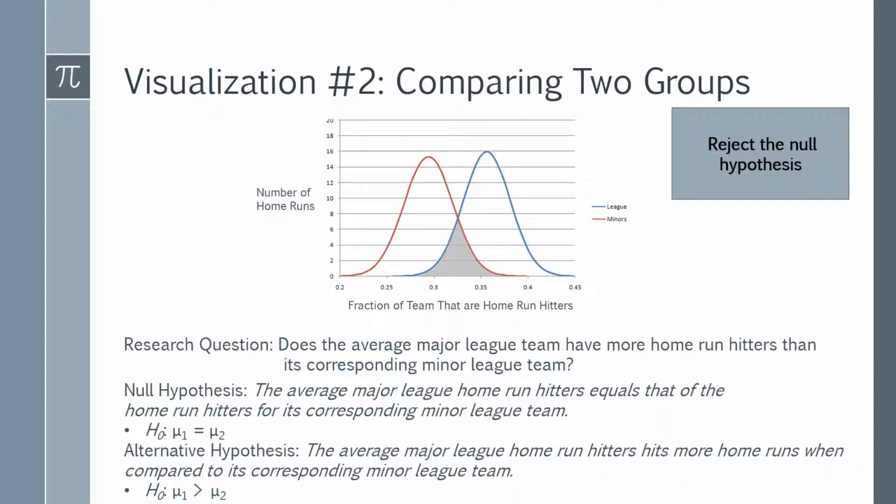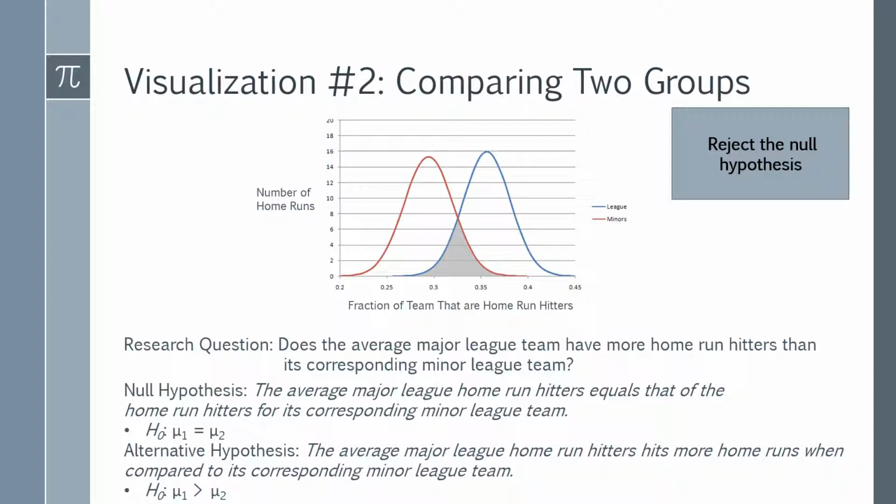The x-axis equals the fraction of the teams that are home run hitters. Minor league hitters are represented by the red bell curve. The major league home run hitter is represented by the blue bell curve. Based on a visual assessment, it is clear the major league hitters do have a minute increase in generating home runs when compared to minor league players.